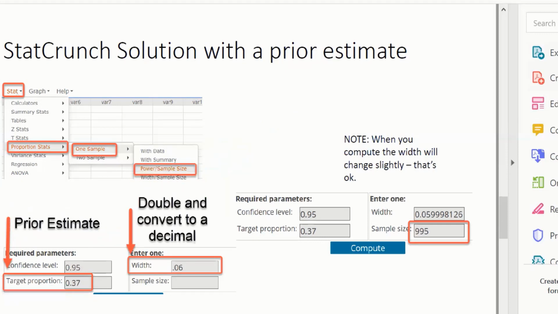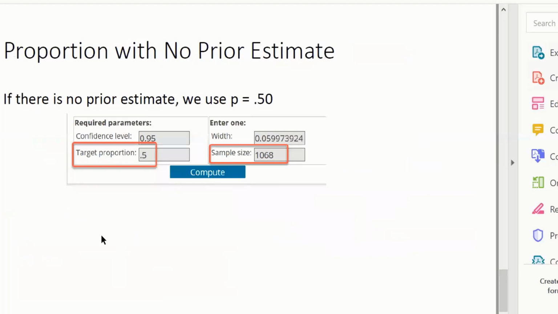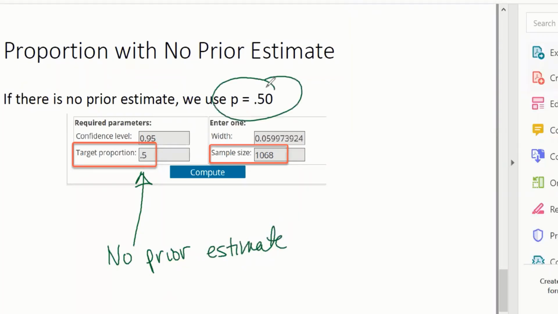Okay. If we don't have a prior estimate from a previous survey, then we do this by using a target proportion of 0.5. So this is important to remember. No prior estimate, we're going to use p is 0.5 here. And then the width comes out slightly larger. The reason it's very close to the other one is just because 0.37 and 0.50 are very close together.